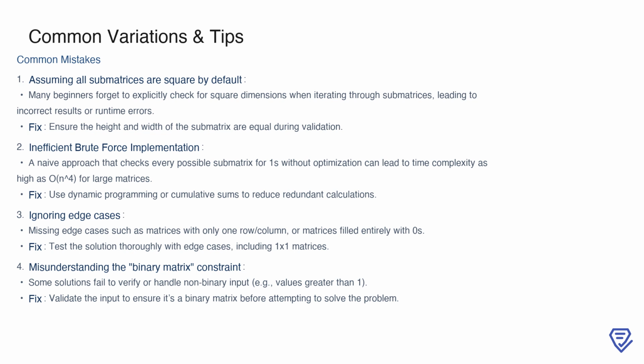Instead, using dynamic programming or cumulative sums can significantly reduce redundant calculations, making your solution more efficient. Additionally, edge cases are often overlooked. For example, you might encounter matrices with only one row or column, or even matrices entirely filled with zeros. Testing thoroughly with these cases can prevent unexpected failures.